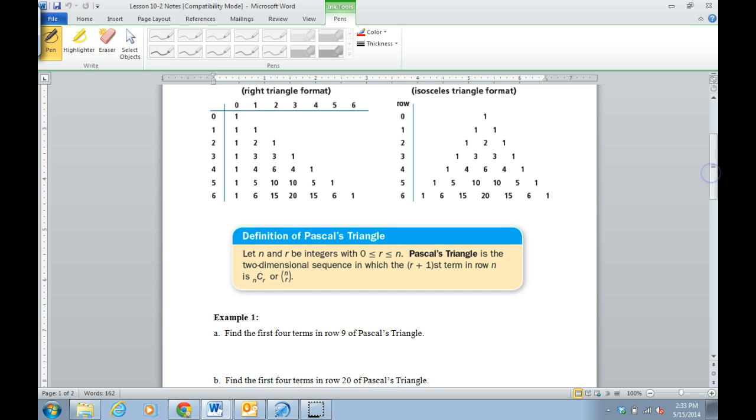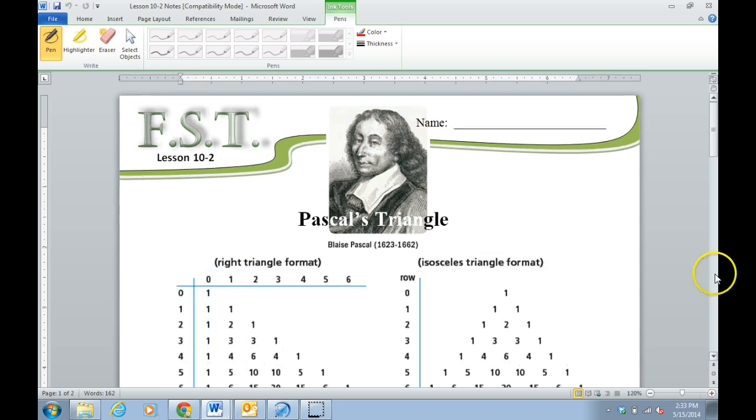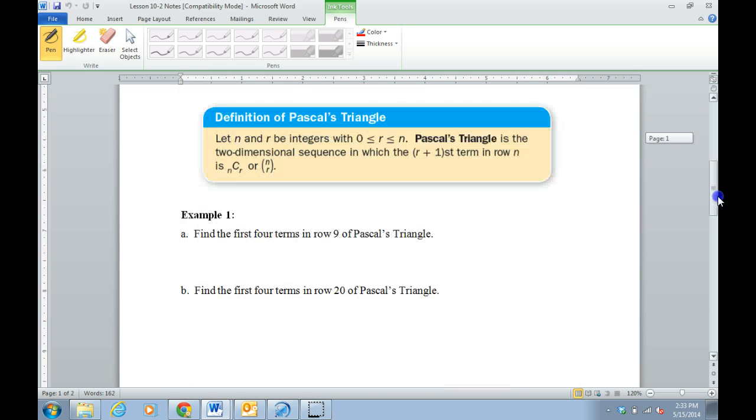It says find the first 4 terms in row 9, and this is what you're going to do. Since we don't have row 9 on the screen, we actually have to use the terms here. I'm going to expand the screen a little bit so you can see it closer up. Right here.